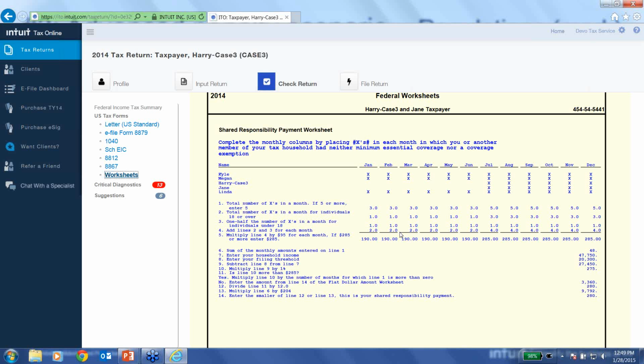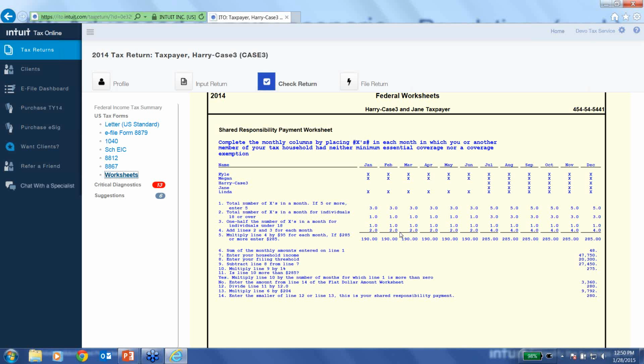Line 3 is 1/2 the number of X's in a month for individuals under 18. We had 2 kids who didn't have coverage. So we take half of that, and we have 1s across the board. Grand totals on line 4. 2s January through June, and then 4s for the rest of the year. Line 5, multiply 4 by 95 for each month with a cap of 285. So we have 190 for the first half of the year, and then 285 after that.